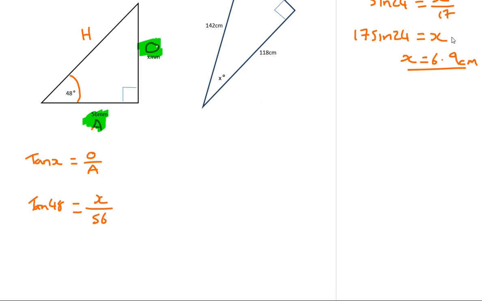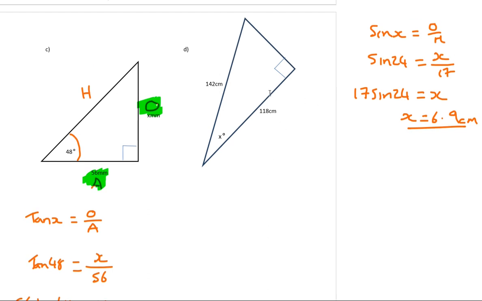I now need to rearrange to make x the subject, so I'm going to multiply both sides by 56. And then I can just do that in my calculator. So because I'm not finding the angle, I don't have to do the shift tan. So 56 times tan of 48, and that tells me 62.2 degrees. Pretty straightforward. So we'll label our triangle, get our equation, substitute and rearrange. Straightforward.